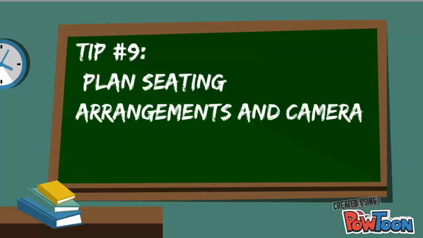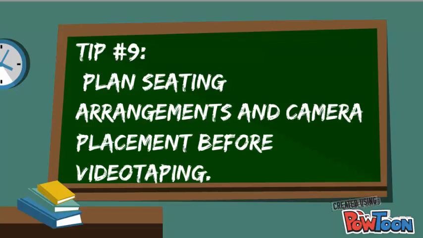Tip number 9. Plan seating arrangements and camera placement before videotaping. In order to accommodate various student needs and also those who have not turned in their permission forms to be recorded, you will need to be intentional about the seating arrangement in your classroom. You will want to check for visibility, proximity, and audio quality, and rearrange as needed if any of these qualities are an issue. Keep in mind, students that you do not have permission to record should not be visible or heard on the video. It may be helpful to map out several seating and camera placement options to try before you are ready to record your lessons.